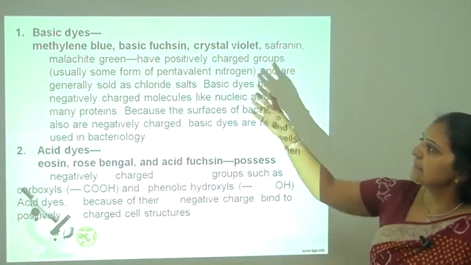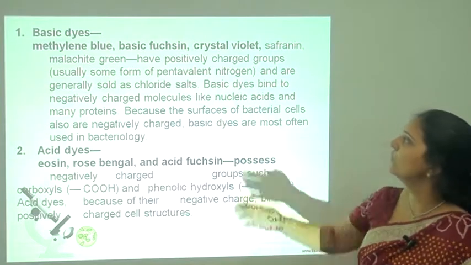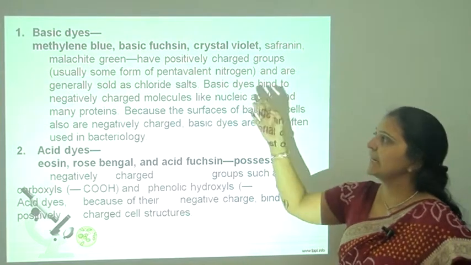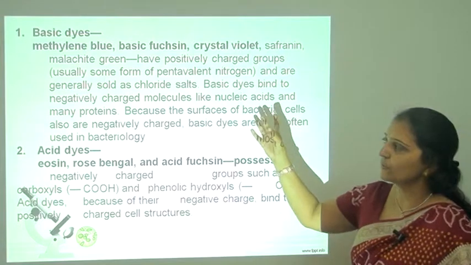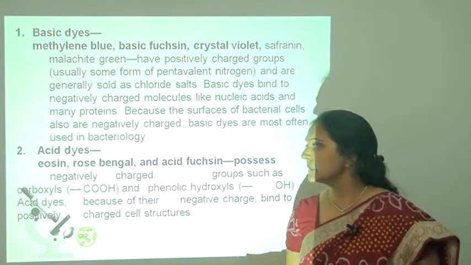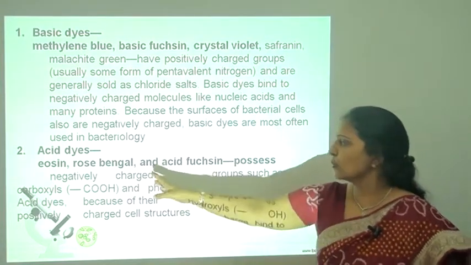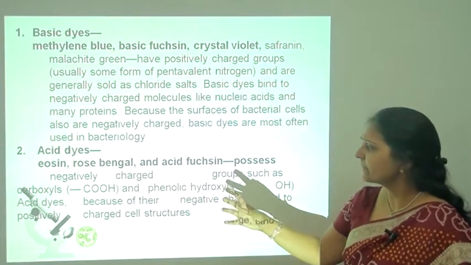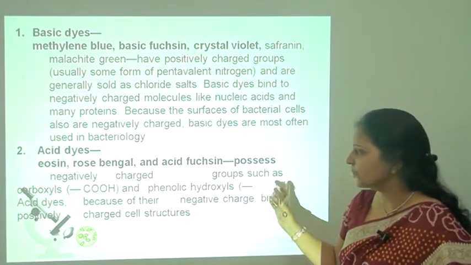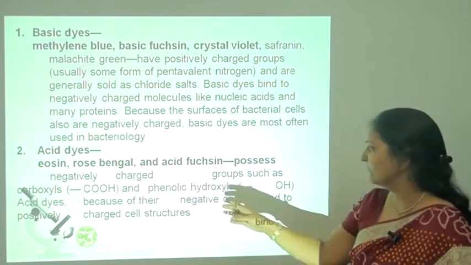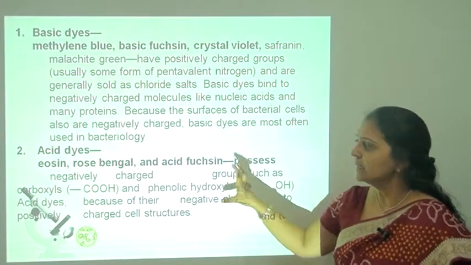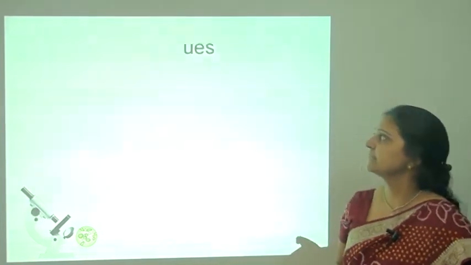These are some examples of the basic stains: methylene blue, basic fuchsin, crystal violet, safranine, and malachite green. The other type is the acidic dye, such as eosin yellow, rose bengal, and acid fuchsin. They possess negatively charged groups such as the carboxyl group or the phenolic hydroxyl. So these are examples of some acidic dyes.